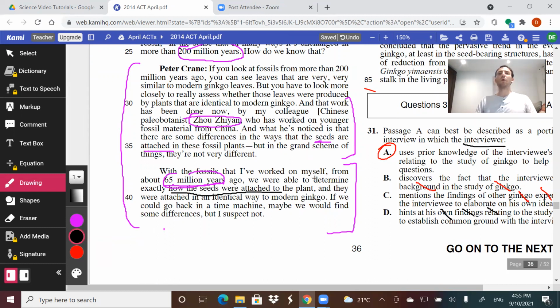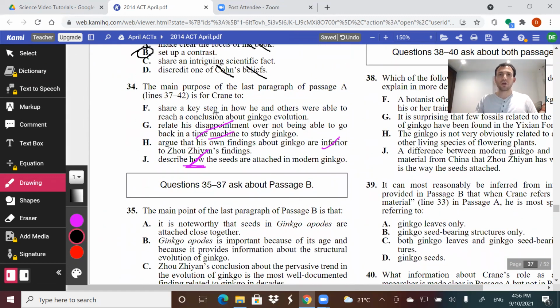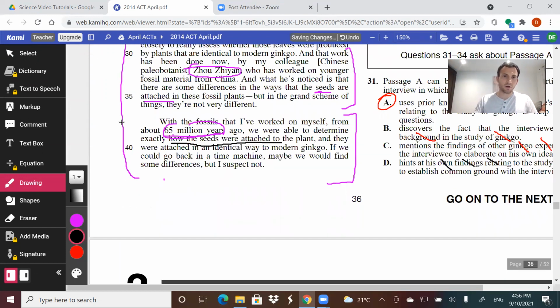His point in this last paragraph is he says, hey, we're able to figure out that ginkgos remain relatively unchanged going back 65 million years, and that the seeds have attached in an identical way going back that far. So he's sharing a key step in how he and others were able to reach a conclusion about ginkgo evolution. He and the we that he talks about, so I've and we, were able to reach a key conclusion that ginkgos haven't changed that much over 65 million years by analyzing the seeds.